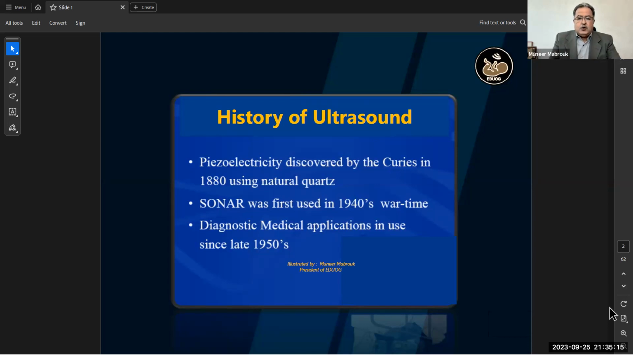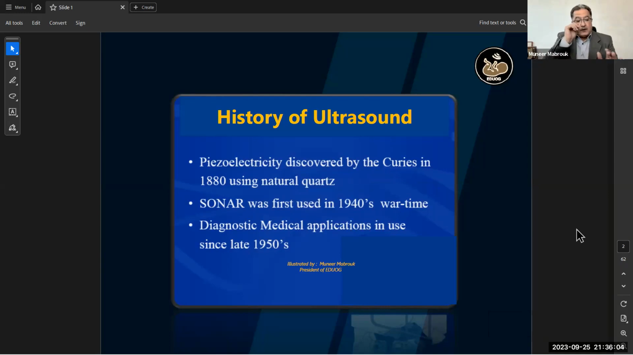Okay? What do we mean by the word piezoelectricity or piezoelectric effect? It is changing the electrical current to sound, and changing the sound, which is mechanical energy, to an electrical current. This is the idea. So sonar was first used in the 1940s in wartime by submarines. But in diagnostic ultrasound, it was used in 1948. Okay, as they mentioned.